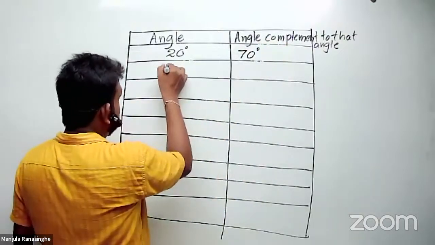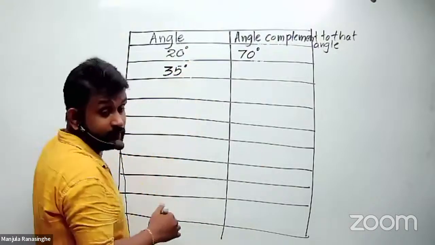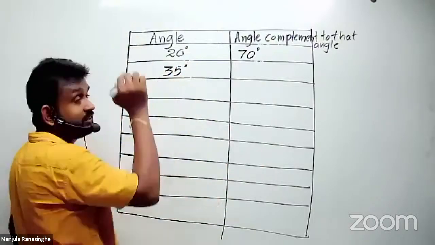So I have 35. Then how to find the complement? From 90 subtract this 35.